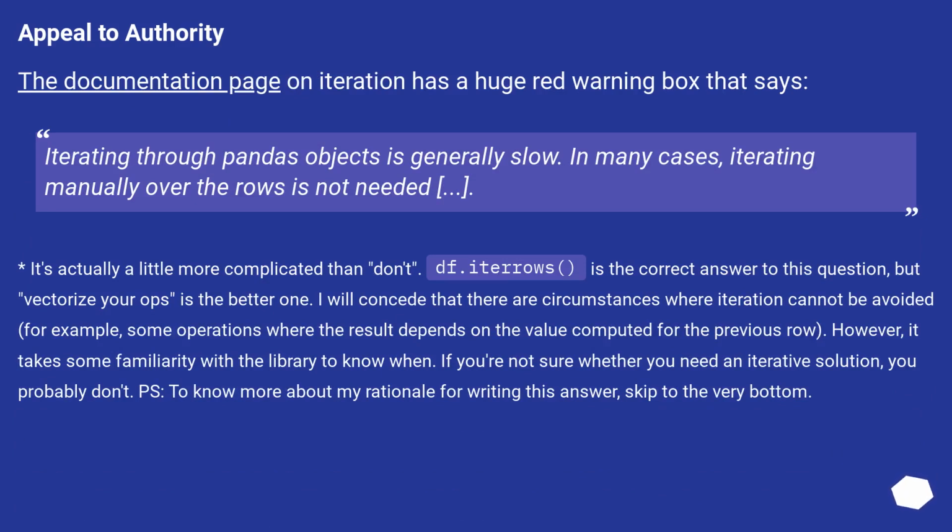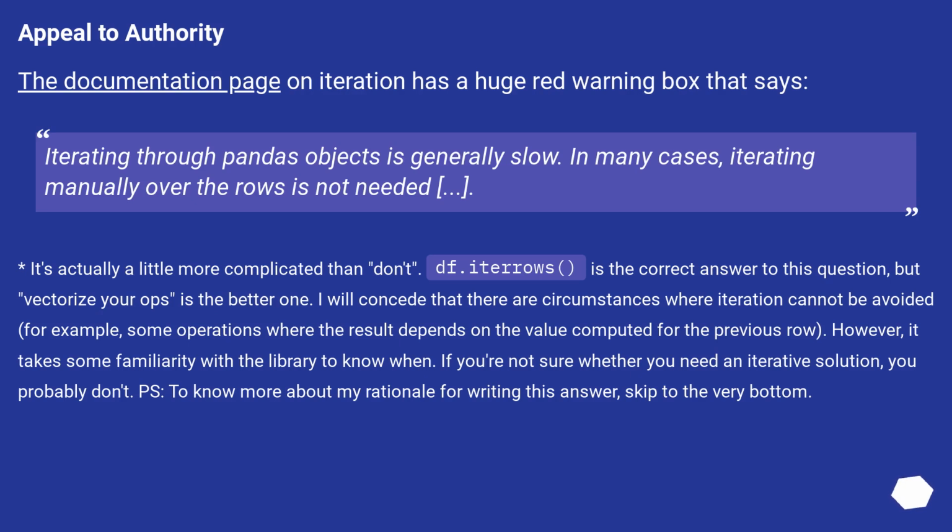Appeal to authority. The documentation page on iteration has a huge red warning box that says, iterating through Pandas objects is generally slow. In many cases, iterating manually over the rows is not needed. It's actually a little more complicated than don't. df.iterrows is the correct answer to this question, but vectorize your ops is the better one.